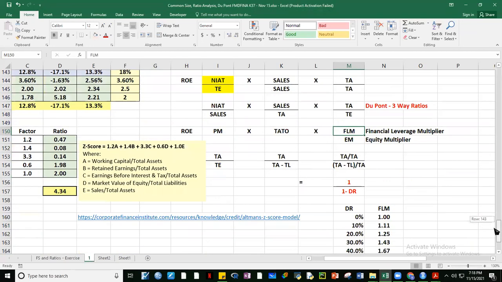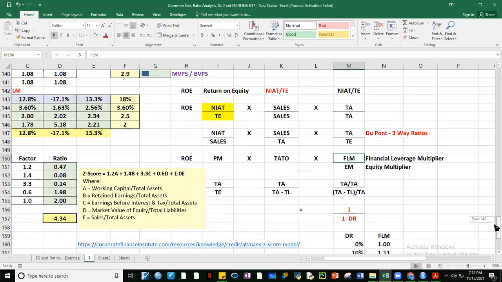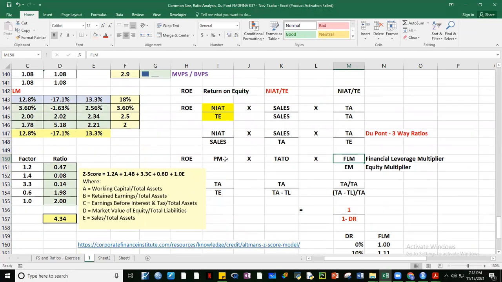Now, why did Dupont do this? Kasi gusto nila malaman paano ba natin mai-increase yung ROE. Okay, in order to increase ROE, tingnan yung profit margin, taasan yan. Tingnan yung TATO, taasan yan. Tingnan yung financial leverage multiplier, taasan yan. Kasi pag tinaasan natin yung mga yan, tataas yung ROE. Okay, remember guys, ang context nito, ROE was the most important measure at that time. So this is what we call Dupont three-way analysis. No? Kasi tatlong ratios yung tinitingnan.